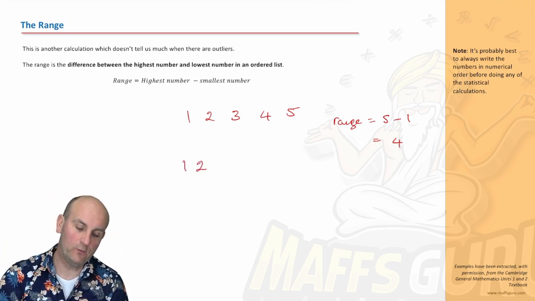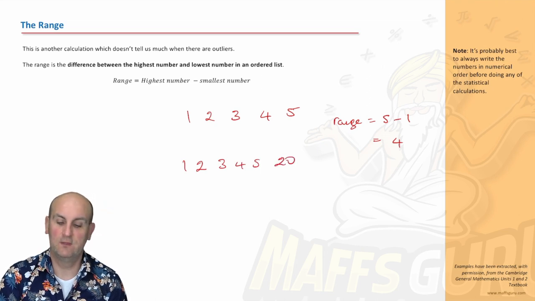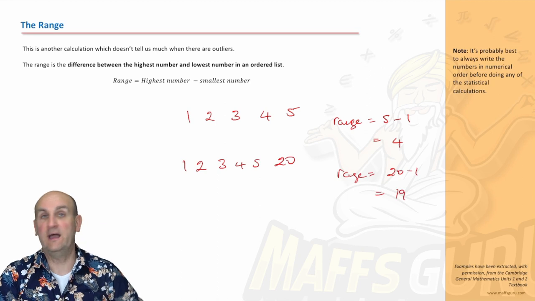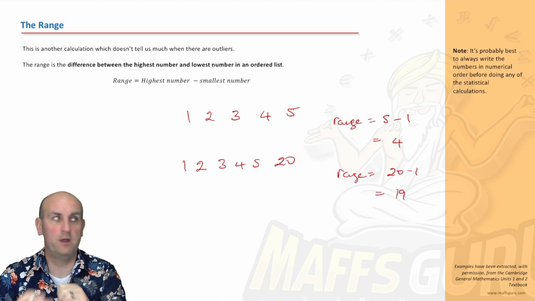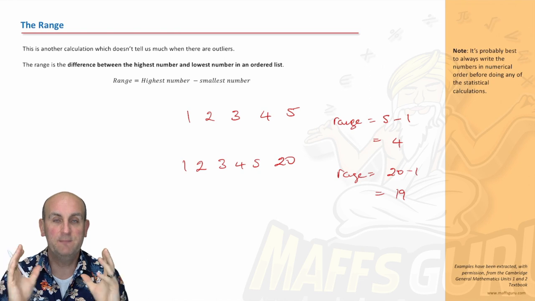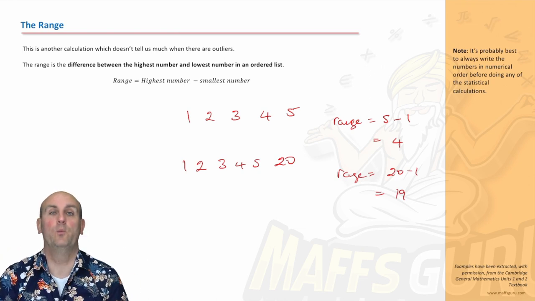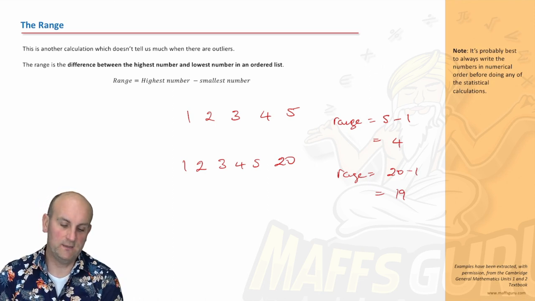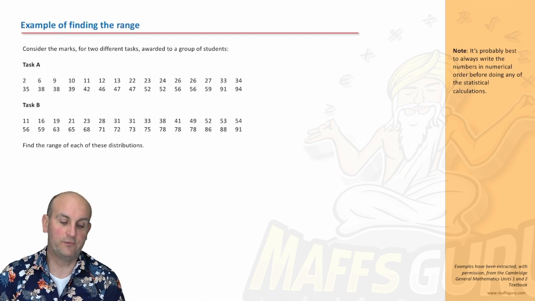But what happens if I now do 1, 2, 3, 4, 5, and let's say 20? My range now changes to 20 minus 1, which is 19. I've added one extra data item, and my range has now blown out. In many cases, it makes no sense whatsoever to use the range to describe data. It's okay for symmetrical data, but to be honest with you, we tend not to use it. We tend to use something called the interquartile range, which is coming up in another video. So we don't like the range.